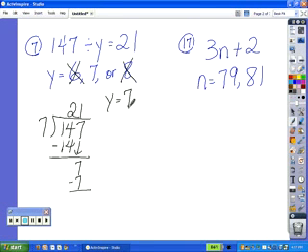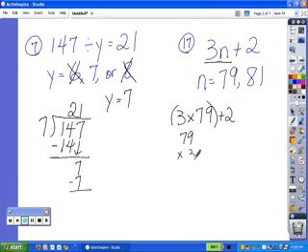For number 17, the directions are asking us to evaluate the expression for each value of n. Here the expression is 3n plus 2, and we have to use 79 and 81 in that expression. First of all, in the expression, 3n means 3 times n. So the first thing we'll have to do with 79 is multiply 3 times 79, then add 2. So if we do 79 times 3, we get 237 plus 2 gives us 239.